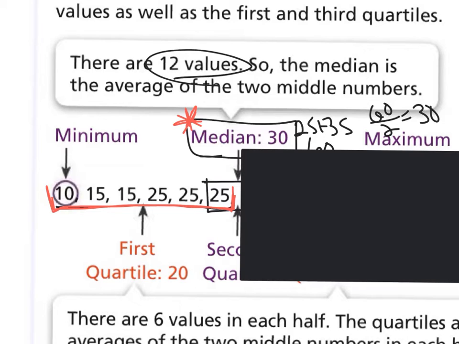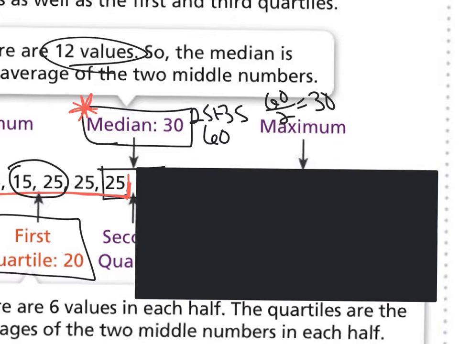6 numbers below the median, that's an even number again. So that means I have 2 middle numbers. The 2 middle numbers here are the 15 and the 25. So again, you can average those out. You can add those and divide by 2. Or you can think maybe what's halfway between 15 and 25, which would be 20. That's how they got that number.